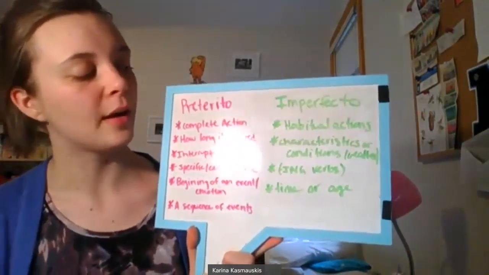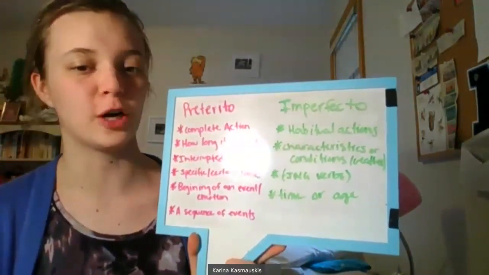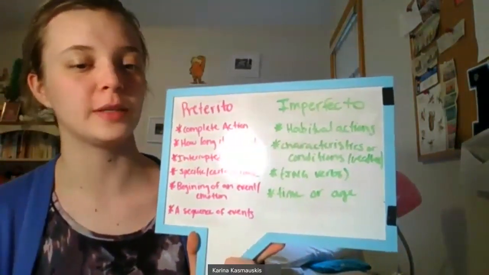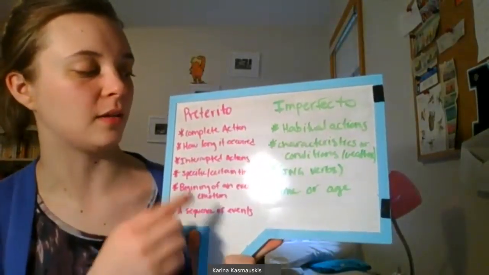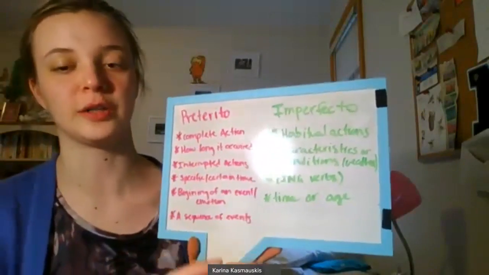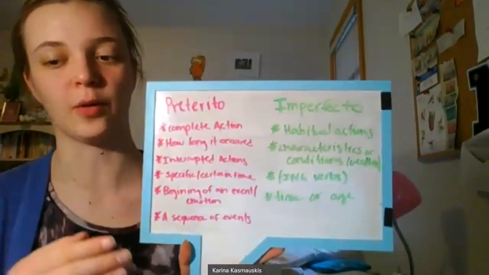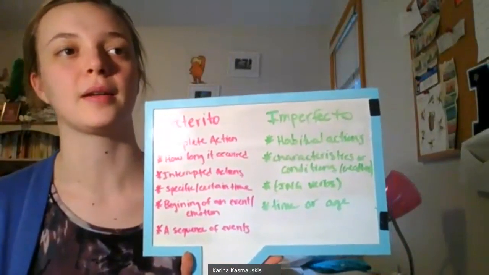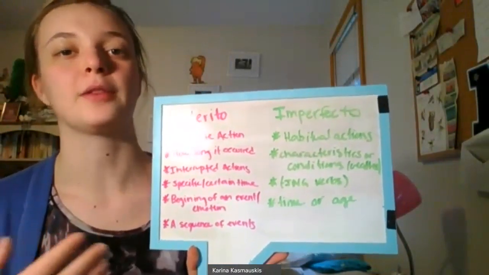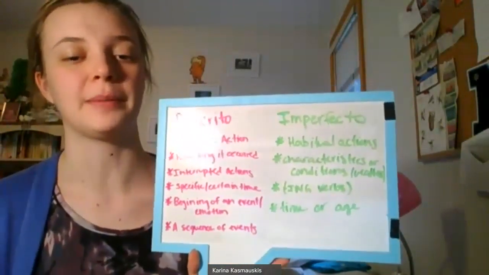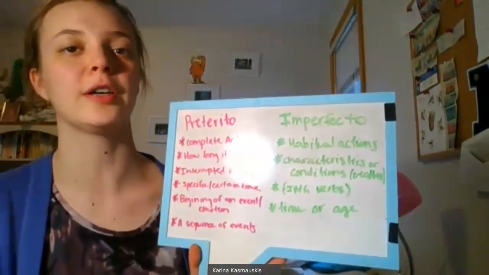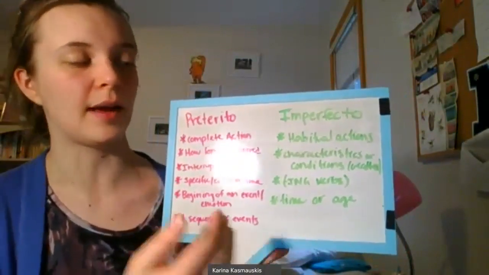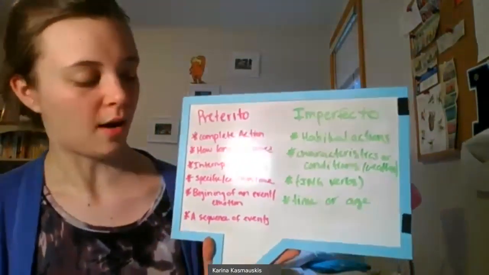Now, beginning with preterite, a preterite verb is always going to be a complete action. So something that has a beginning and an end, and you'll most likely know how long it occurred. Think examples like, yo jugué baloncesto por 2 años. I played basketball for 2 years. You know exactly how long that occurred, and you know that it has a beginning and an end. It's a complete action.